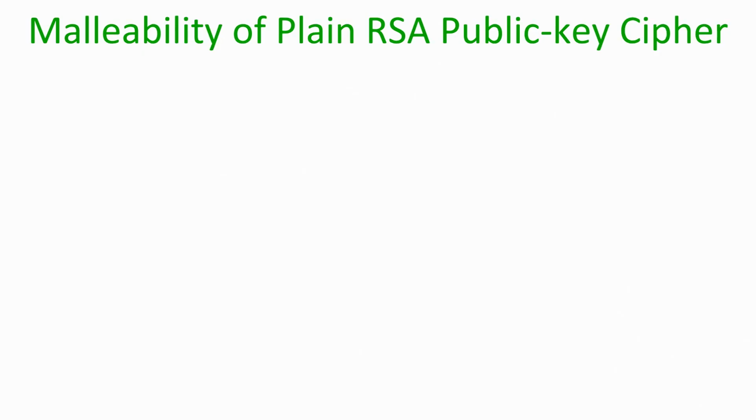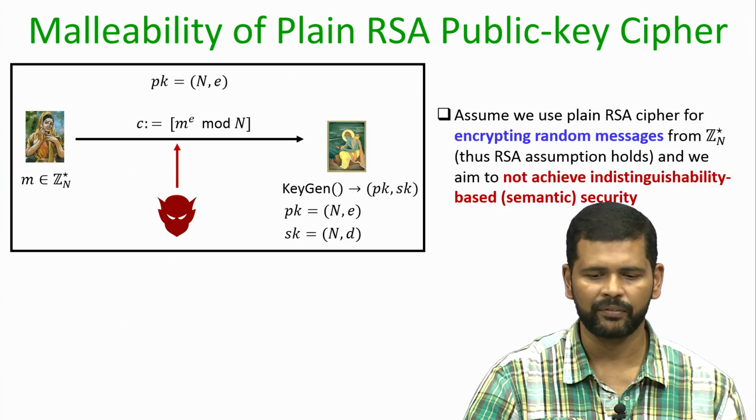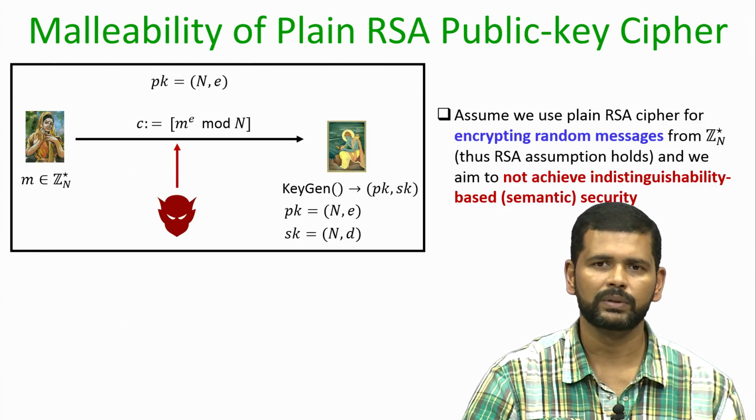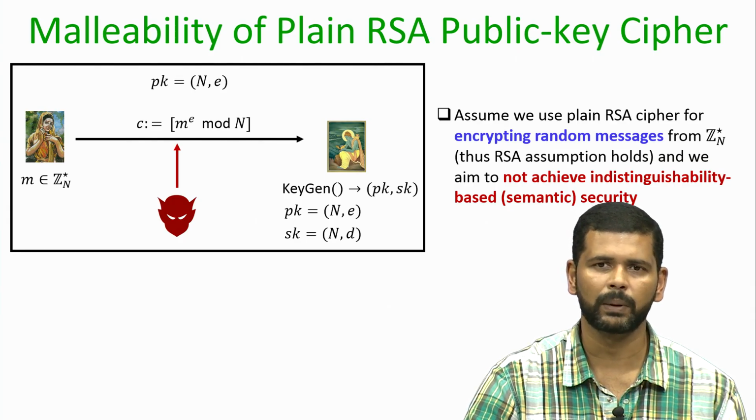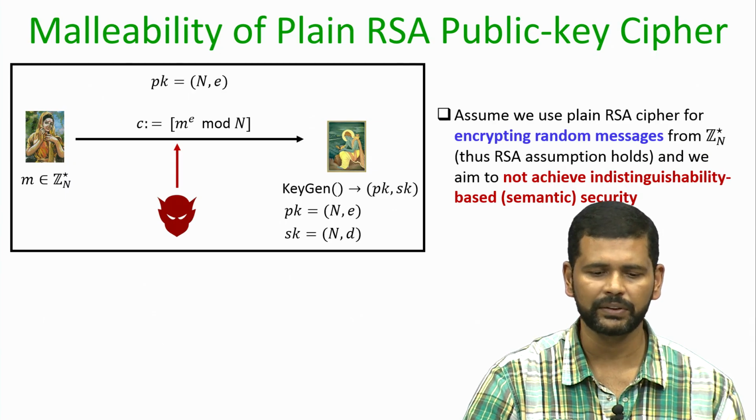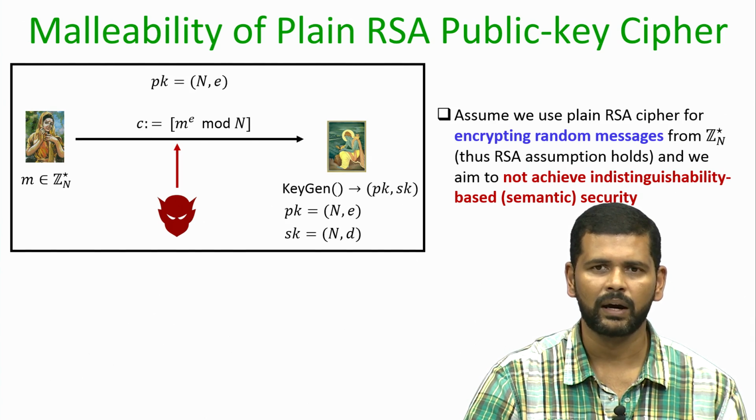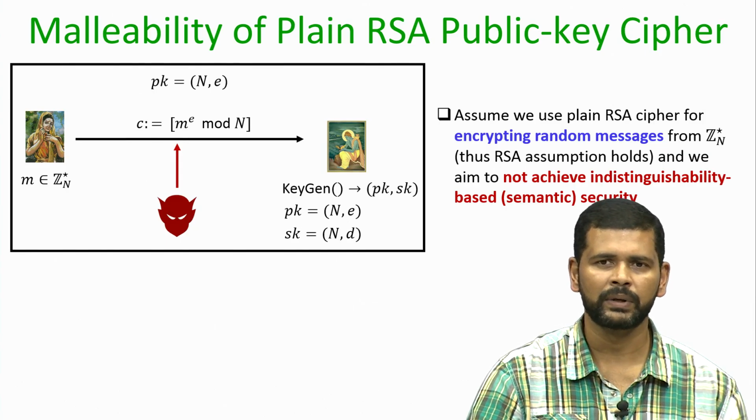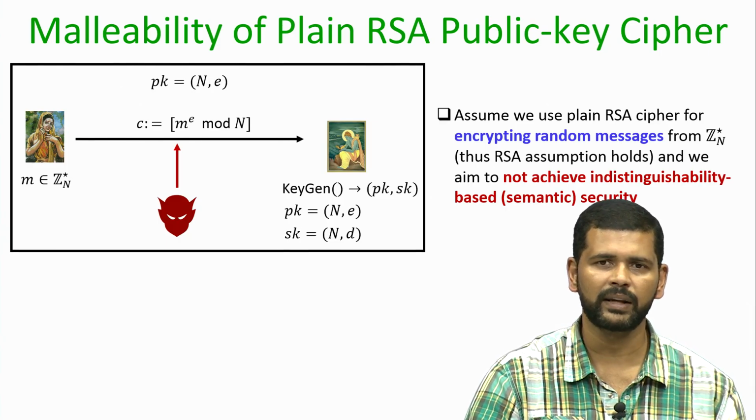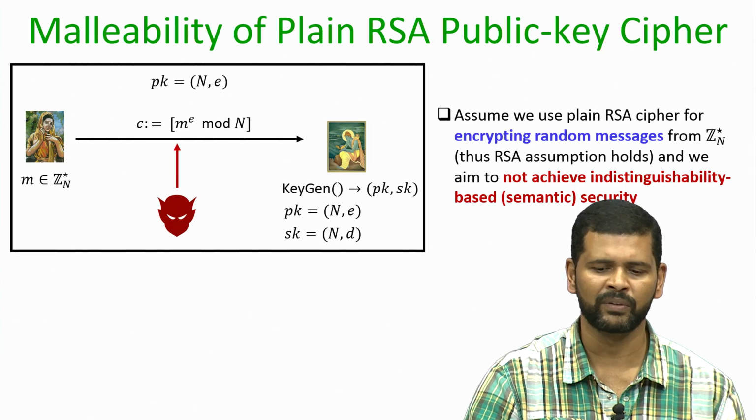Now, what we are going to see is the malleability of plain RSA public key cipher. Remember when we introduced plain RSA, we saw that RSA encryption definitely does not provide you CPA security because it is not randomized. If you encrypt the same plain text multiple times using the same public key, you are going to obtain the same cipher text. And not only that, we cannot reduce the security of RSA encryption directly to the hardness of the RSA problem, because the RSA problem requires that the underlying m should be a random element from Zn star, but when we are instantiating the RSA cipher, the underlying plain text which the sender is encrypting may not be a random element from Zn star.